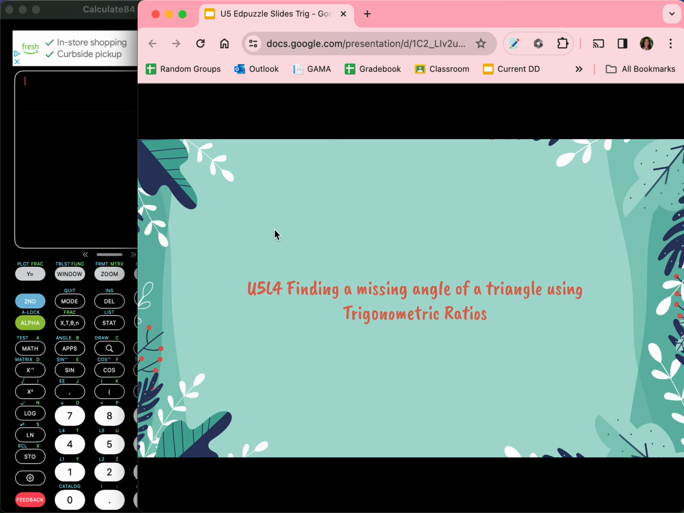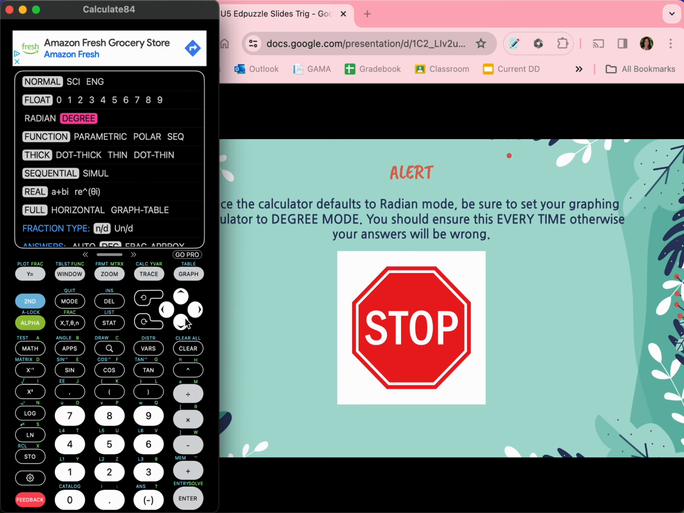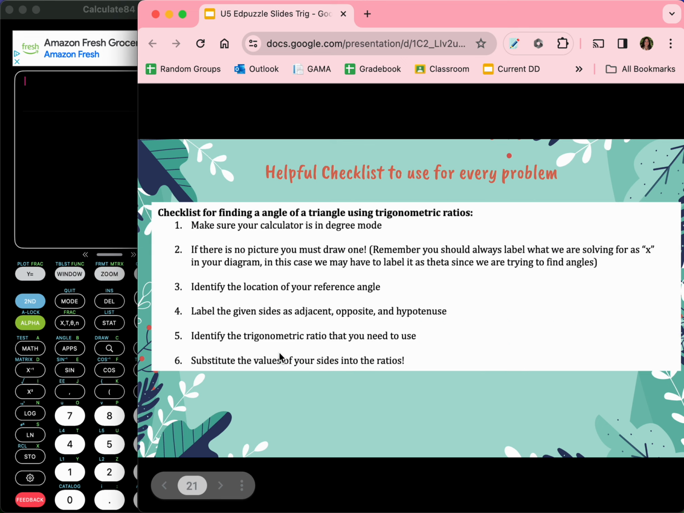In this lesson, we're going to be finding a missing angle of a right triangle using our trigonometric ratios. Before we get into this, when we are getting into math mode from taking a little bit of a break, we want to always go back and double check that our calculator is in degree mode. So click that little mode button, make sure that degree is the mode that is highlighted. You hit enter on that, and then you can hit clear, and then you are all set to go.